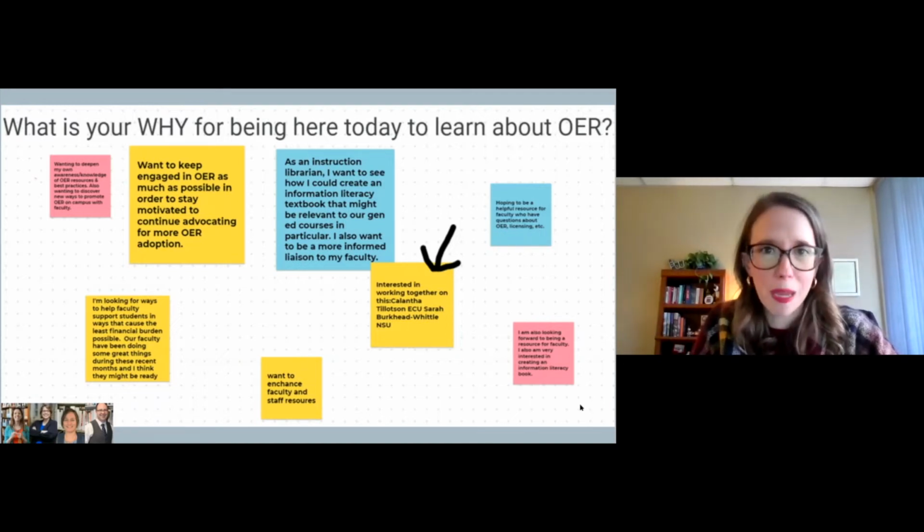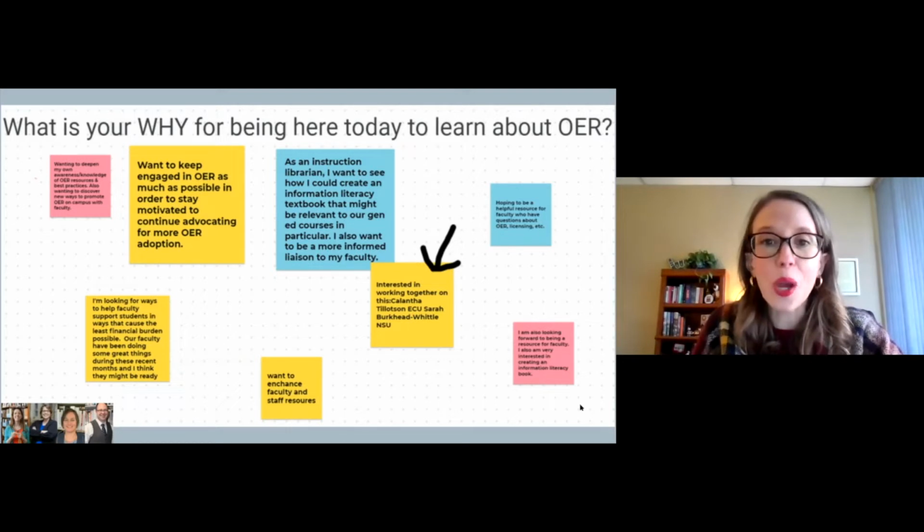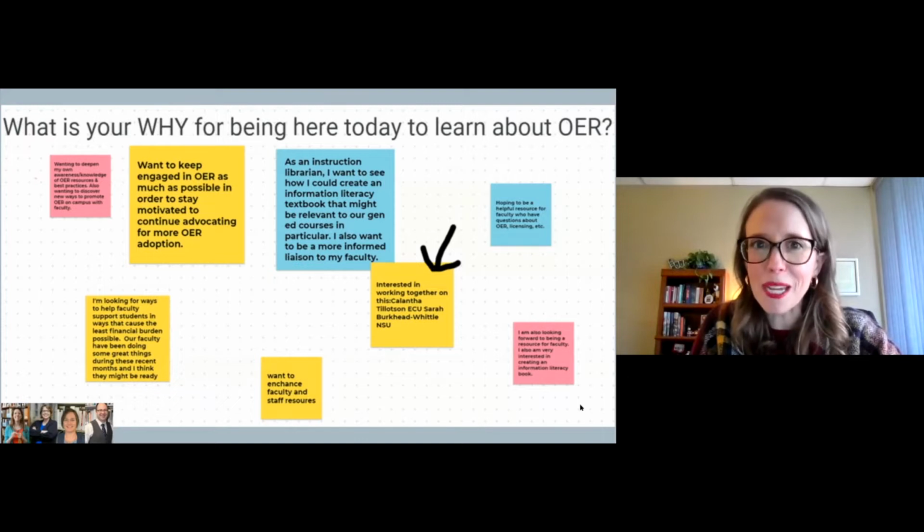So I believe it was Dr. Baker that put that yellow sticky note where you see the arrow in the middle of the screen. And she added that the folks interested in working together on this were Calantha Tillotson from ECU and Sarah Burkhead-Whittle from NSU. And so that was how we began. And the rest we are going to be sharing more about with you today. So Calantha, I think you have a few more words to share about the OER Summit, right?